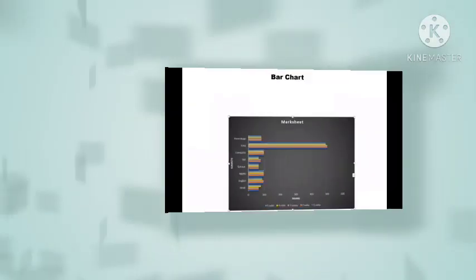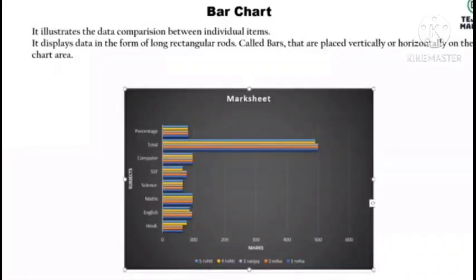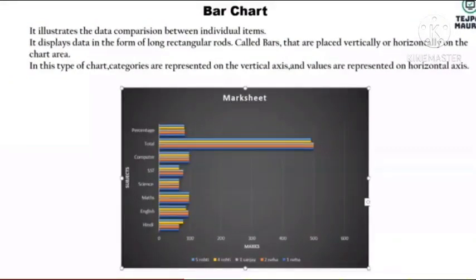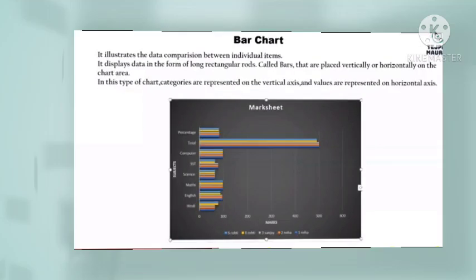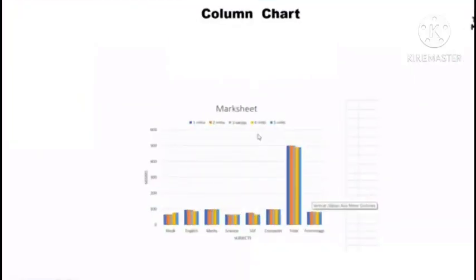So we have the horizontal and the vertical axis. It illustrates the data comparison between individual items. It displays data in the form of long rectangular rods called bars that are placed vertically or horizontally on the chart area. In this type of chart, categories are represented on the vertical axis and values are represented on the horizontal axis. Next we have the column chart. Now here you can see the column chart, children.